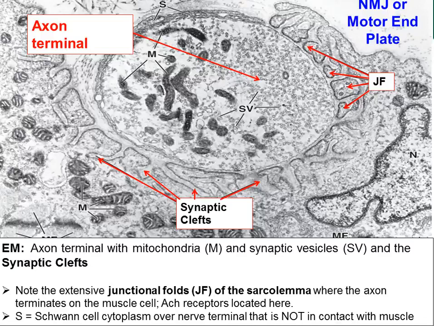So what happens here? The synaptic vesicles fuse with the membrane of the axon terminal, and their contents are released into the synaptic cleft. It diffuses across that cleft and binds to the receptors in the junctional folds of the sarcolemma.